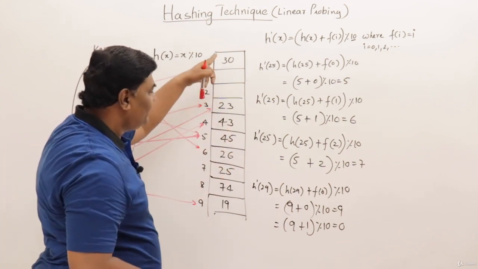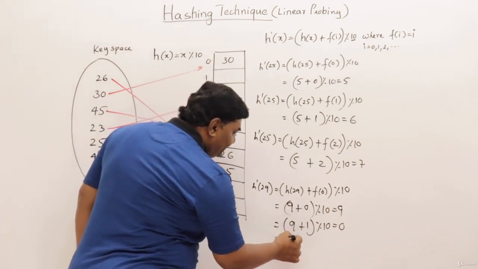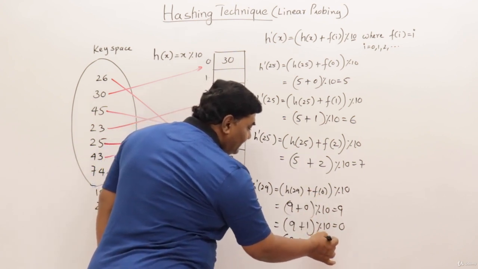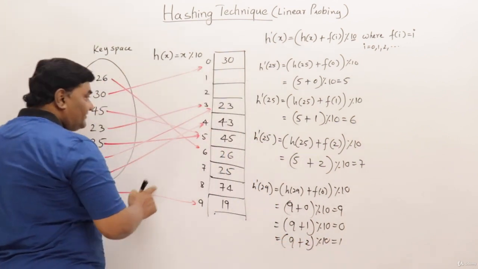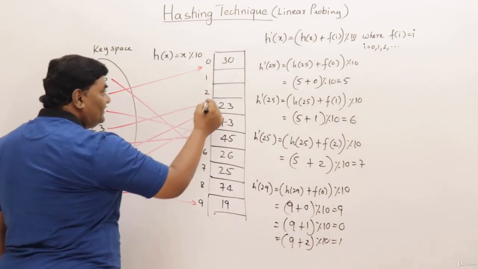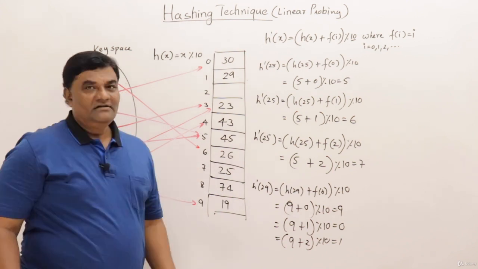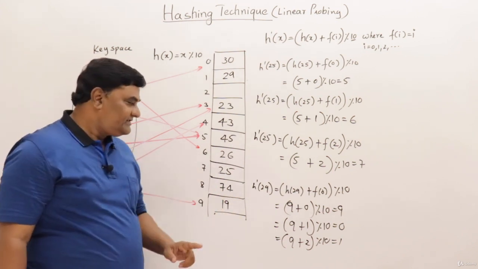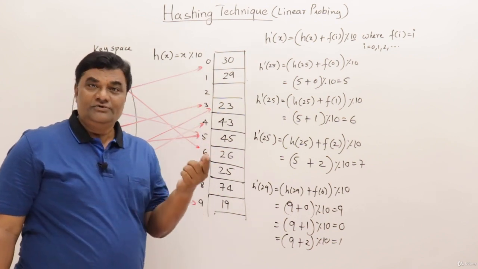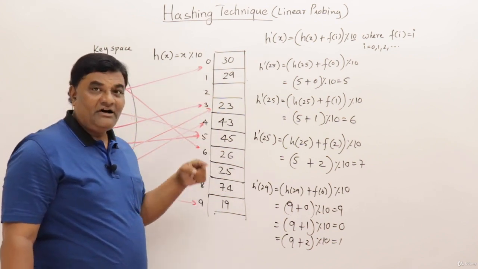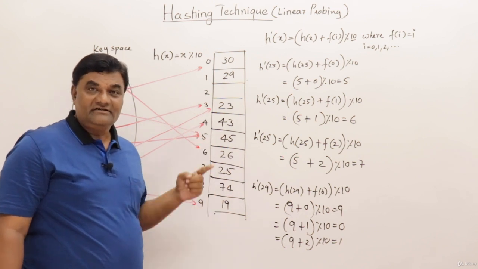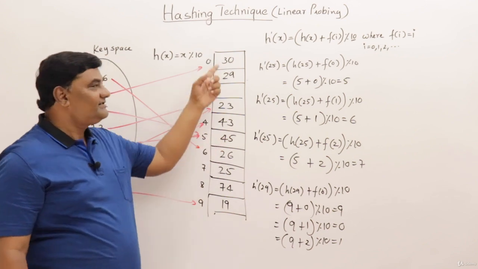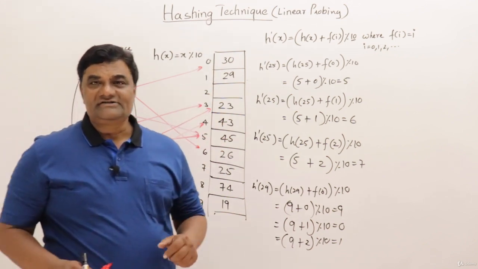So try at 0. It is also occupied. Then try the next one. 9 plus f of 2 you try. So 11 mod 10 is 1. So try at 1. Yes, it is free. So 29 is stored here. So this is how insertion is done. I have inserted 19 and 29 to show you that the places are found circularly. Though we are going linear, once we have reached the end of the table, we start again from the top. So that's all about insertion.